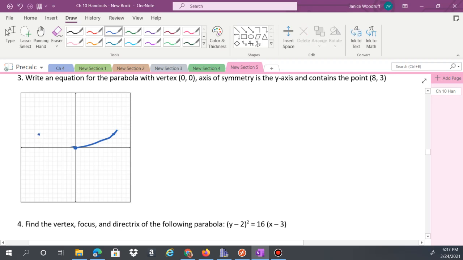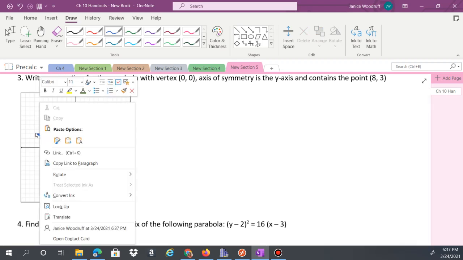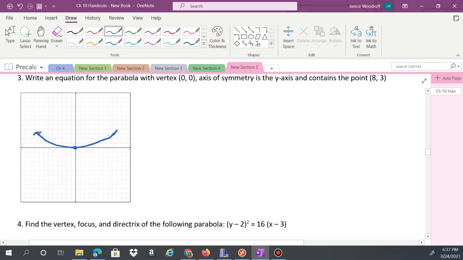And the axis of symmetry is the vertical line, or if it were a different parabola, up or sideways, it would be a horizontal line that goes straight through the parabola. Okay, that one looks like a smiley face. All right, so we have a point and we have a vertex. We know it's going up and down, which means it's this equation.